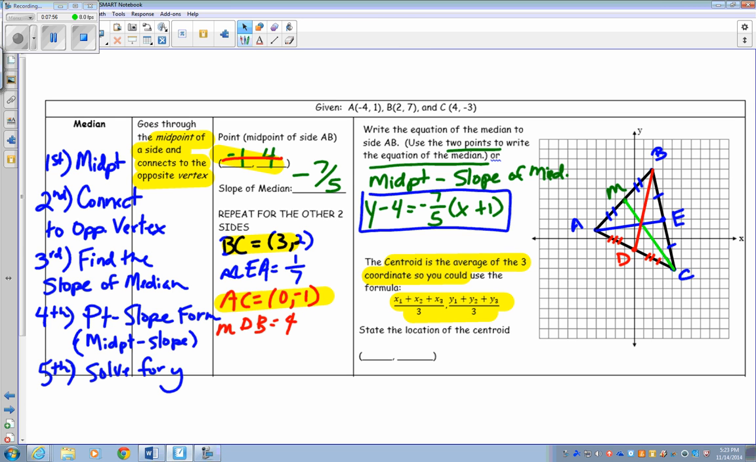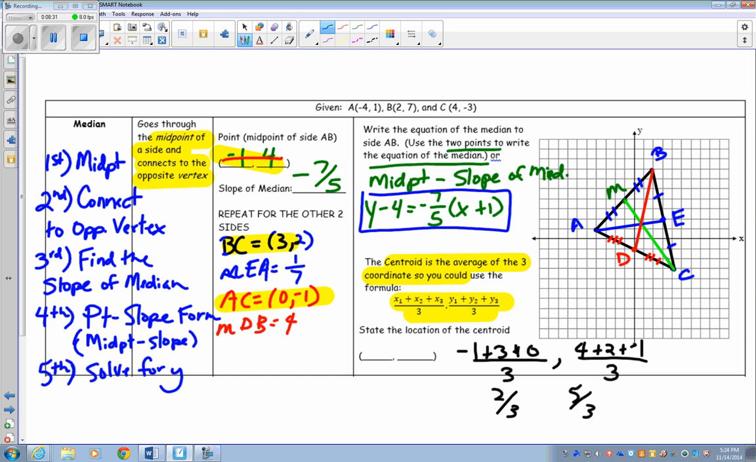So I have all my x coordinates, and I'm going to plug them into the formula. Basically I'm going to have -1 plus 3 plus 0, divided by 3, and then the y coordinates would be 4 plus 2 plus -1, divided by 3. When I simplify that, this would be 2/3, and that would be 6 minus 1, which is 5/3. So my coordinates would be 2/3 and 5/3. All right, so that is your video and your steps for the median.